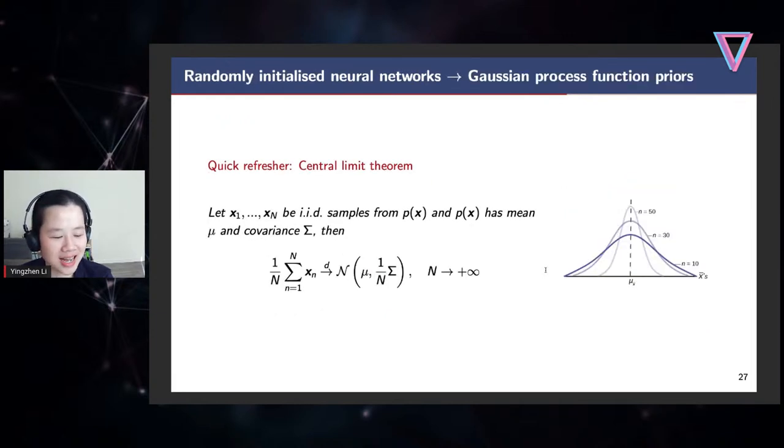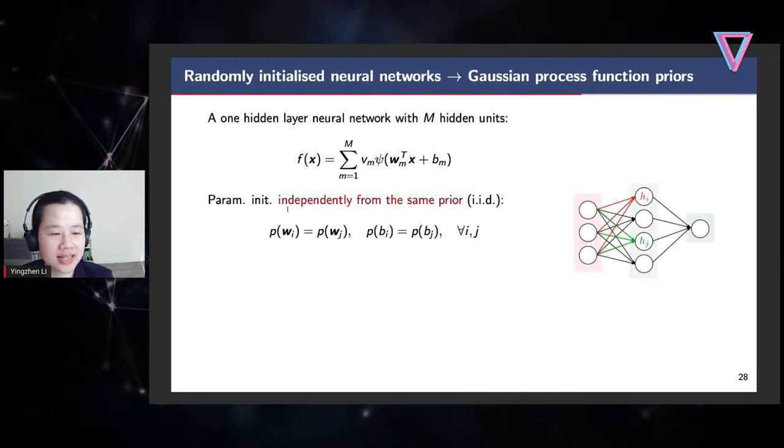To understand this, we need a stat 101 theorem called the central limit theorem. Essentially, it tells you that if you want to estimate the mean of a distribution using the sample mean, then when you have an infinite amount of samples, the sample mean is roughly Gaussian distributed, with mean and variance defined by the underlying distribution that you are sampling from. That's the stat 101 theorem that we are going to use to understand the connections between randomly initialized neural networks and Gaussian processes.